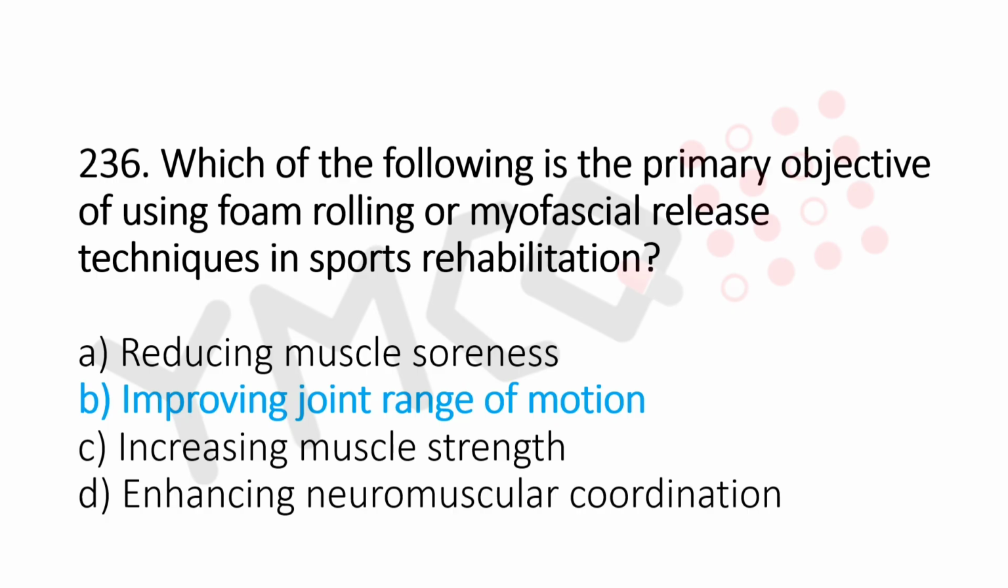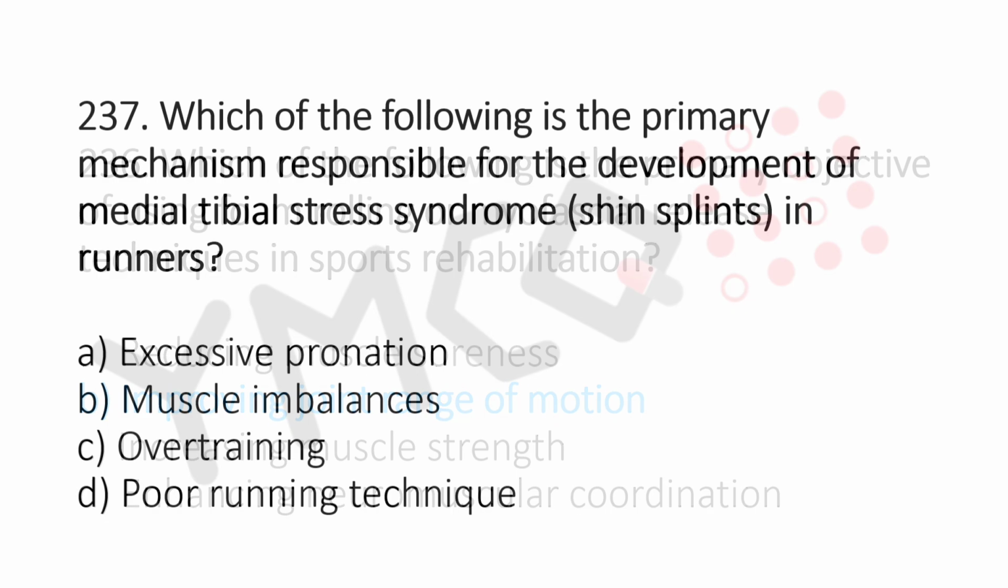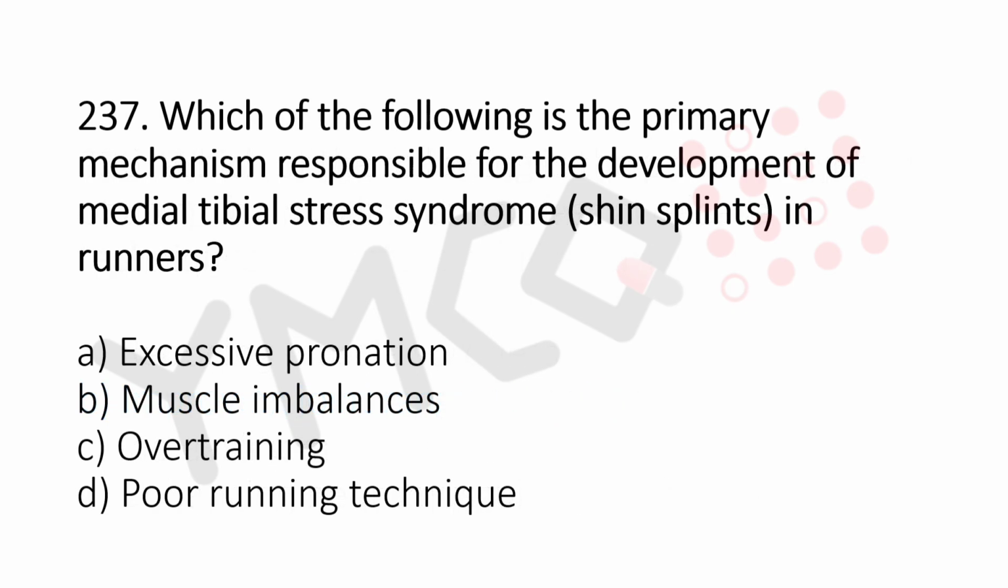Now let's move to question number 237. Which of the following is the primary mechanism responsible for the development of medial tibial stress syndrome, or shin splints, in runners? Option A, excessive pronation. Option B, muscle imbalance. Option C, overtraining. Option D, poor running technique. And the answer is option A, excessive pronation.